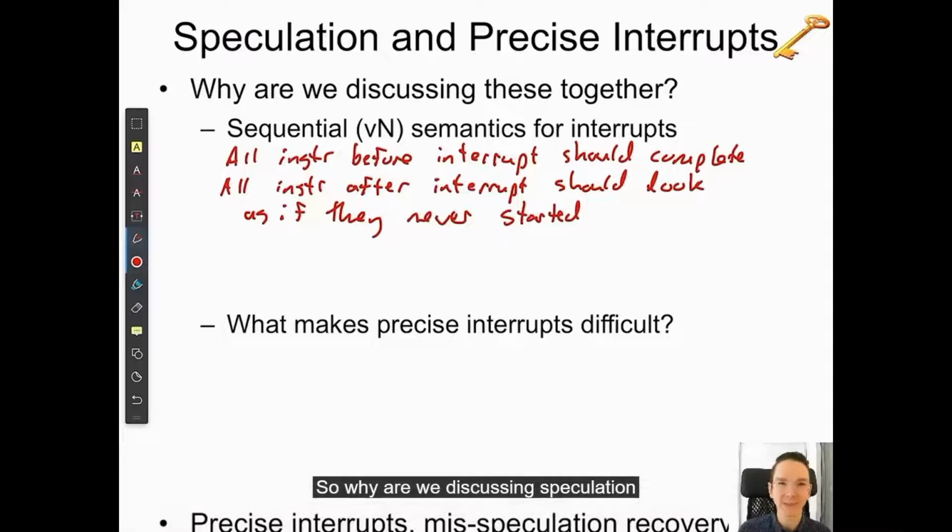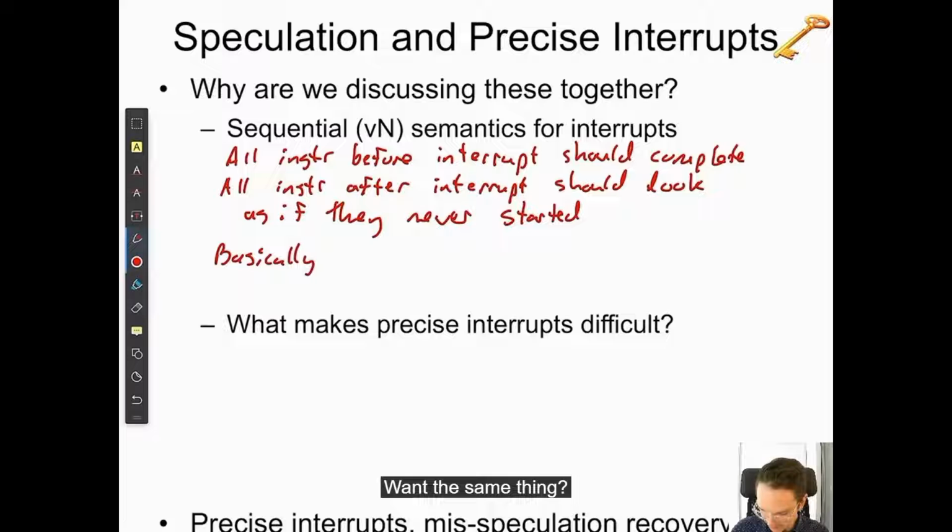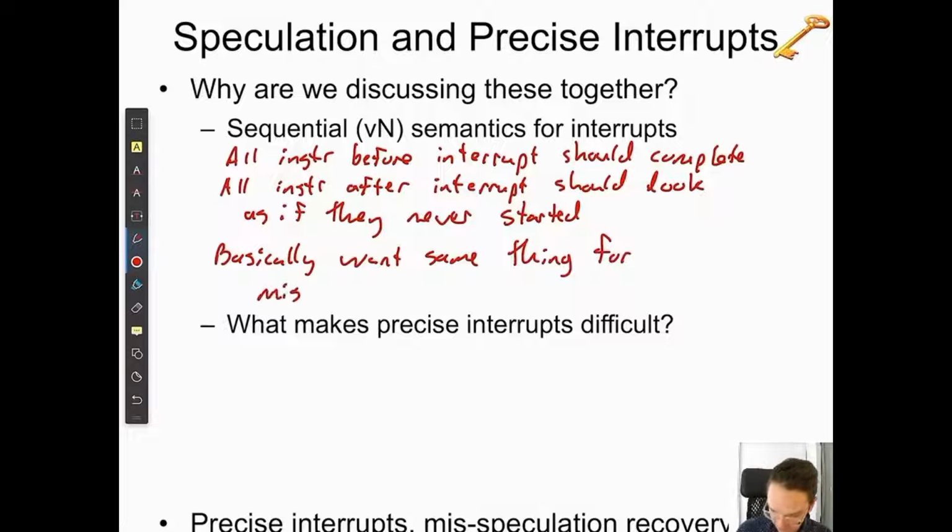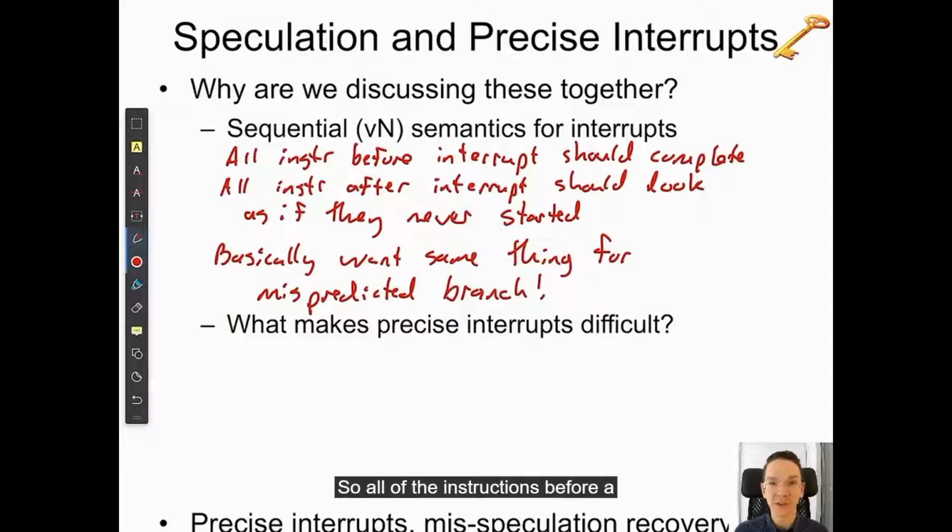So why are we discussing speculation here as well? Well, we basically want the same thing for a mispredicted branch. So all of the instructions before a branch should complete, and all of the instructions after the mispredicted branch should look as if they never started, and then we continue the execution from the branch once we know the correct target PC following the branch. We want the same thing for interrupts and speculation.